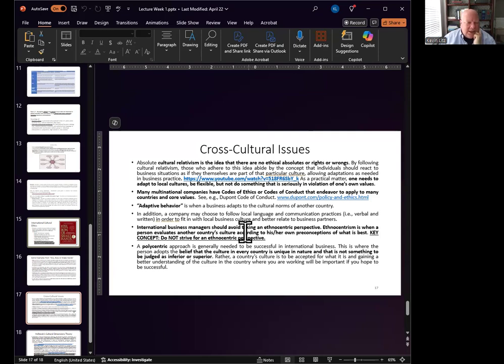Now, key issue right here, international business managers. When you go into a new country, do not take an ethnocentric perspective. And I see this problem all the time. When you go in, don't be surprised at local culture. Don't talk louder thinking everybody speaks English. Don't view things from your own perspective. You have to put on a new set of glasses. A good approach is what's called polycentric. I'll let you read that.